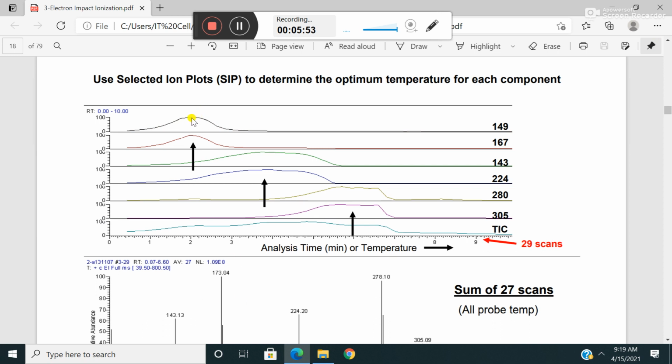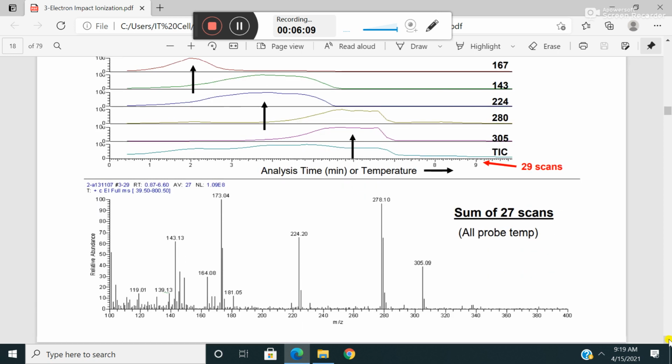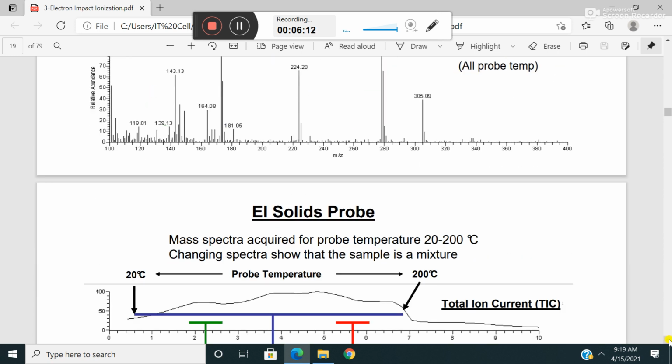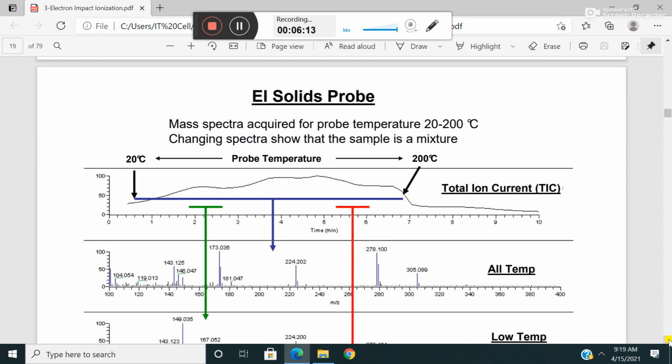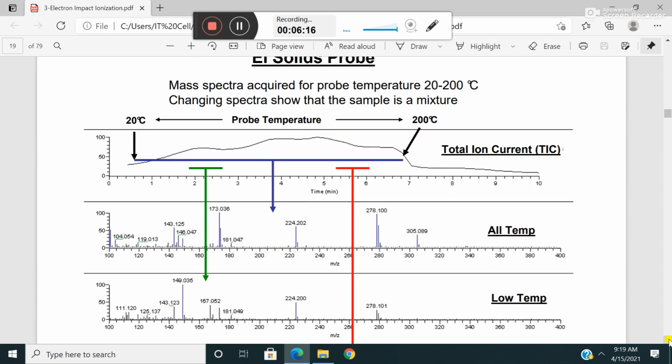For instance, if I put the cursor on this, that will give me 149 followed by the fragment peaks over here. If I put the cursor over here, it will give me the molecular ion peak at 224 followed by the fragment peaks. So you can see spectra for each one of these. Let's move on.